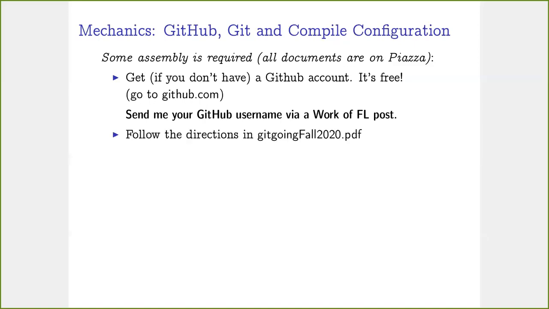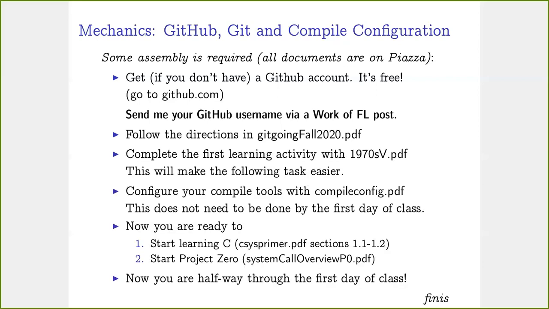Once this has been done and I've set up your repository, you follow the directions in the Get Going Fall 2020 PDF. And this is what we'll do on the first day, or we'll start to do. You complete the first learning activity with 1970s v.pdf. This will make the following task easier. Configure your compile tools with compile config.pdf. This doesn't need to be done on the first day of class.